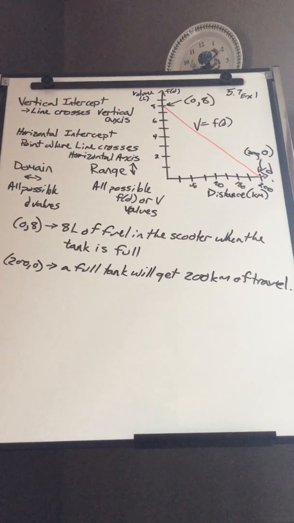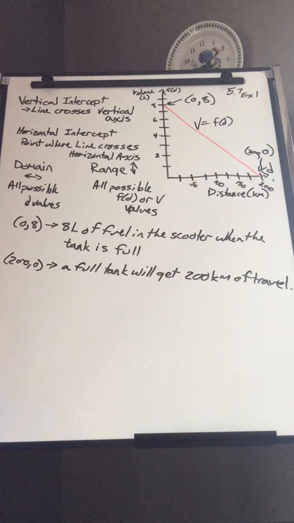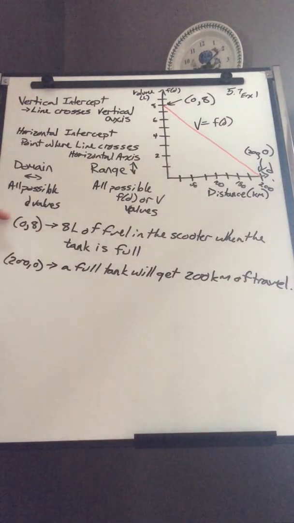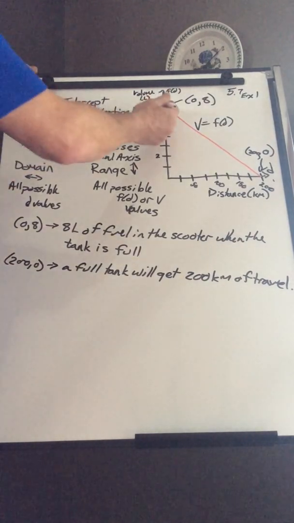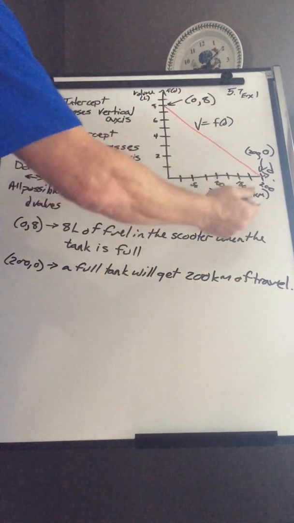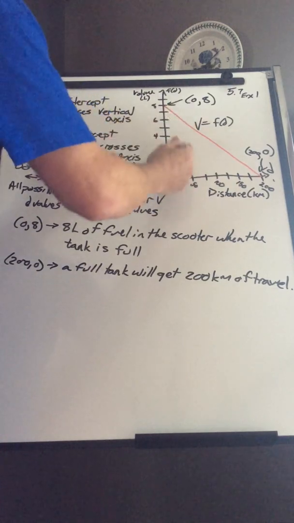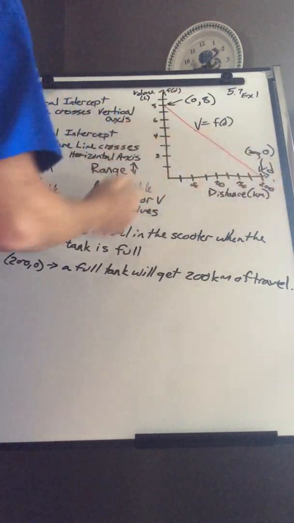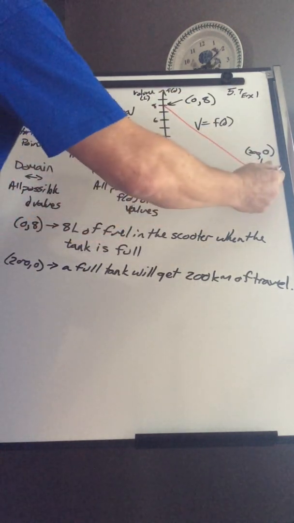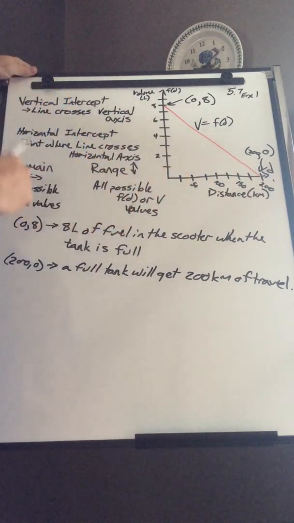What else do we have left? We have one little part that tells us what those values are. So it's important to be able to take the intercepts, the y-axis and x-axis, or vertical, horizontal, and put them in context to the question. So when I have 8 liters, as I'm driving, I'm traveling kilometers, I'm using up fuel, so it's decreasing. And after 200 kilometers, there's nothing left in the tank.